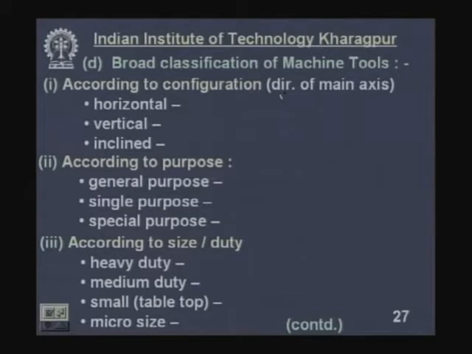According to configuration, direction of main axis, horizontal, that is horizontal lathe. There can be vertical lathe also. Milling machines may be vertical axis, horizontal axis, inclined. This is very special for transfer machine.